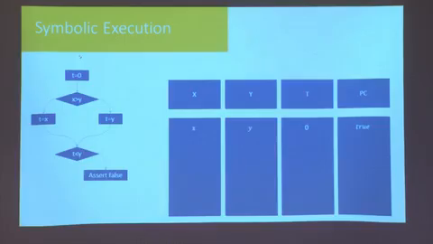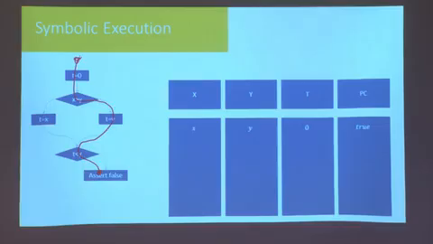So let's pick a path. Let's say that we care about this path, right? A path that starts at the beginning and takes us all the way down to the point where we are asserting false. And we want to know, is this path feasible? Could the program go down this path?